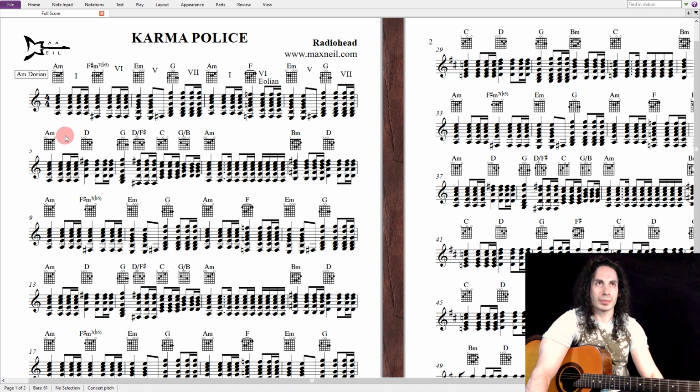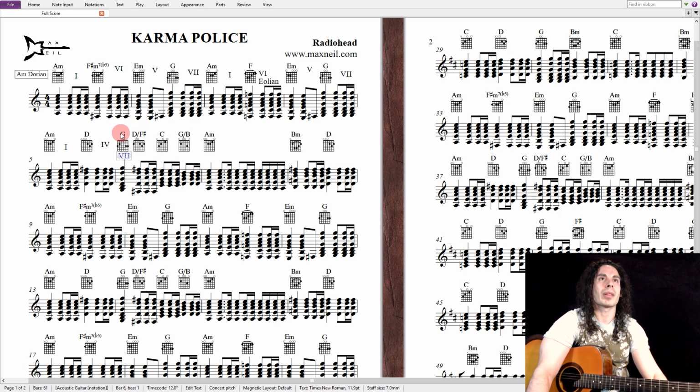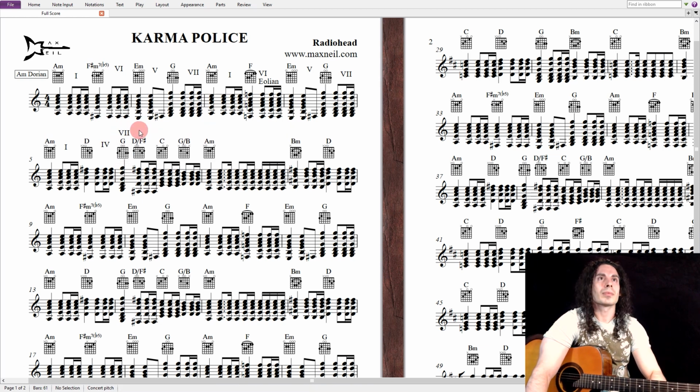Okay, now on the second line, A minor is the 1, here D is the 4, and here we have 7, 4, this is the 3rd, and the 7th again.